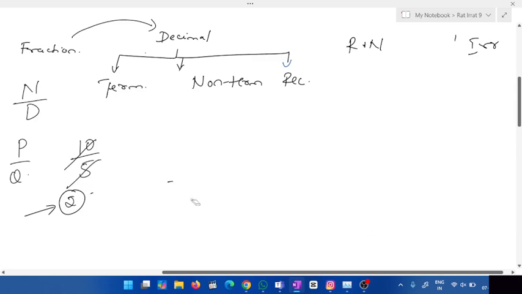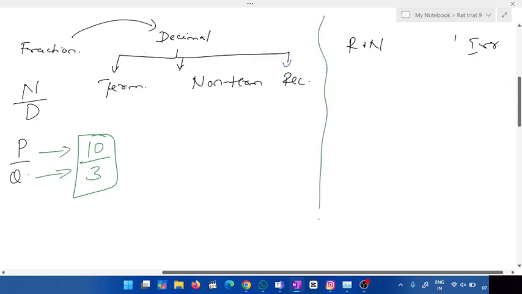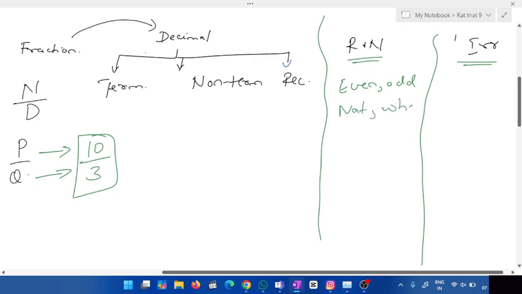Okay, next. Look at this, 10 divided by 3. Isn't it in the form of P by Q, numerator by denominator? So 10 by 3 is a rational number. So what do you mean by rational numbers? What comes under rational numbers? All even numbers, all odd, natural numbers, whole numbers, integers, fractions, everything comes under rational. Fractions, then perfect square numbers.